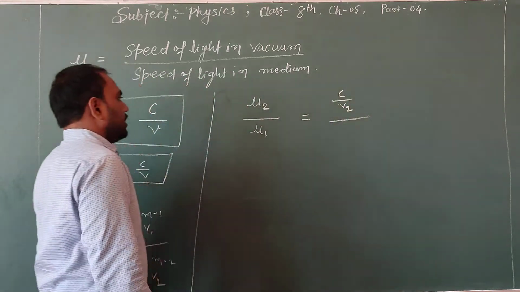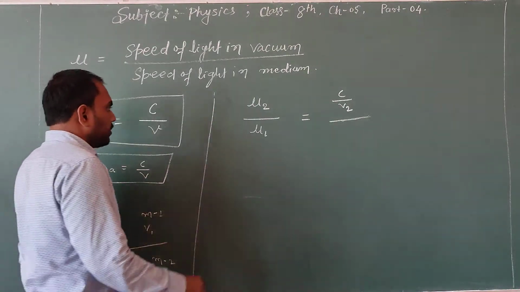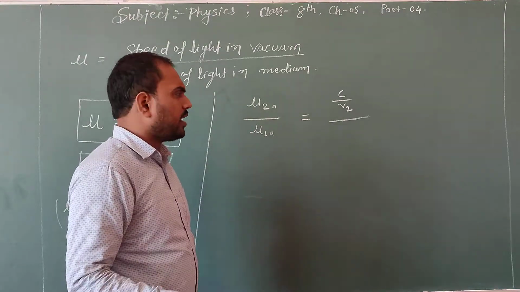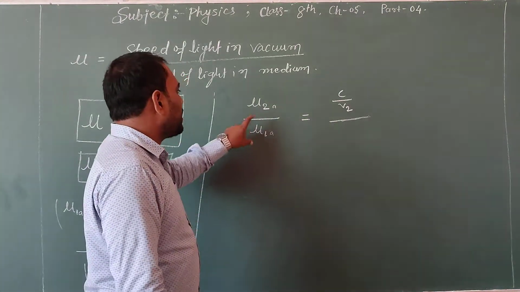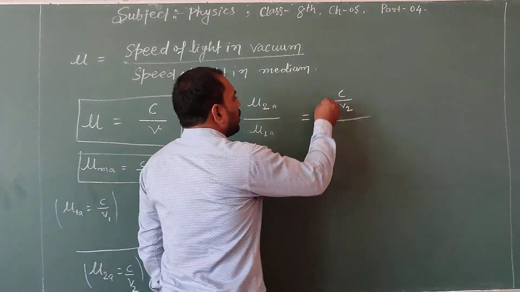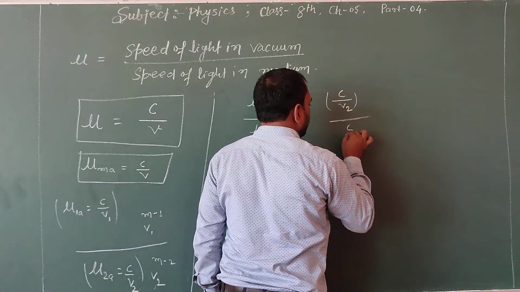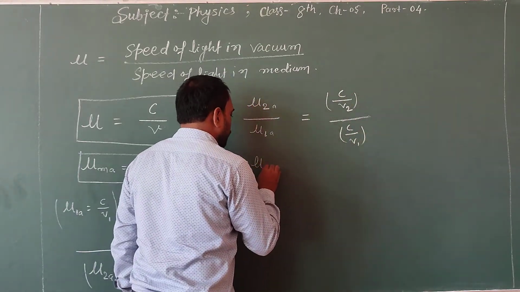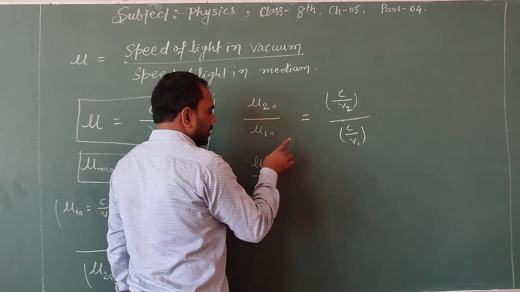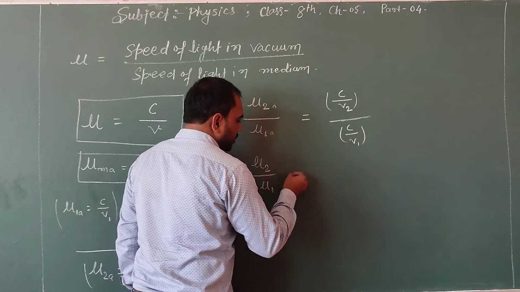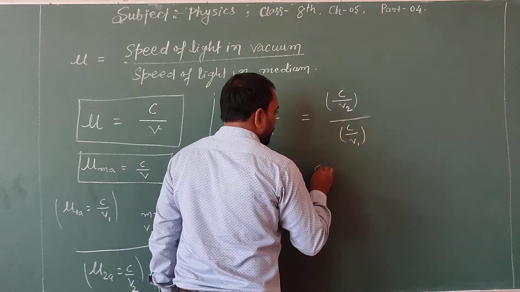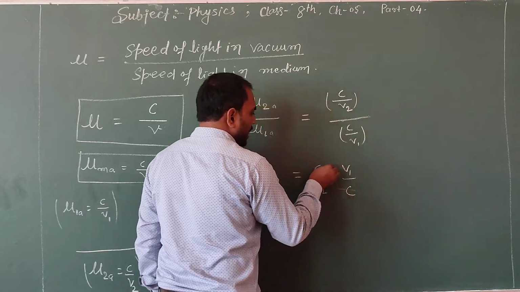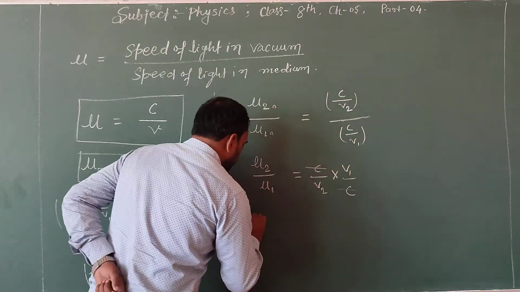divided by the refractive index of medium 1 with respect to air, which is C upon V1. Here the speed of light C is always the same. So C upon V2 into V1 upon C. C and C will cancel out, and this will be the refractive index.